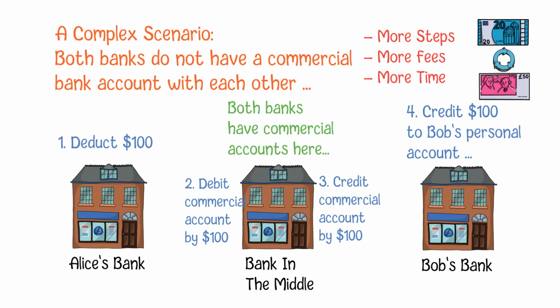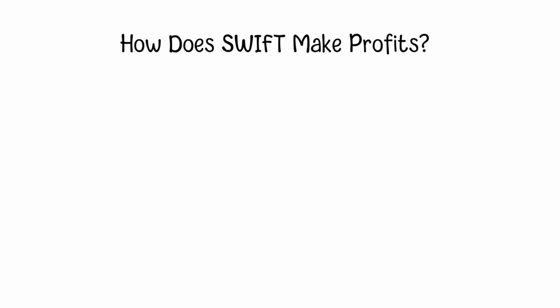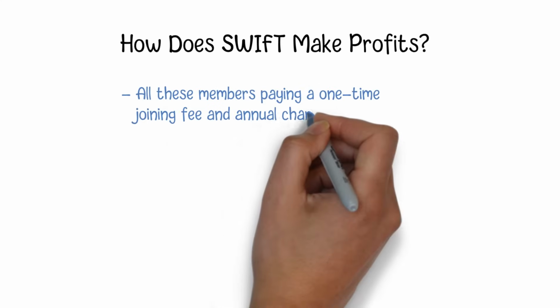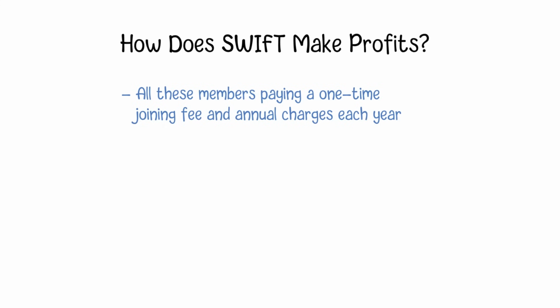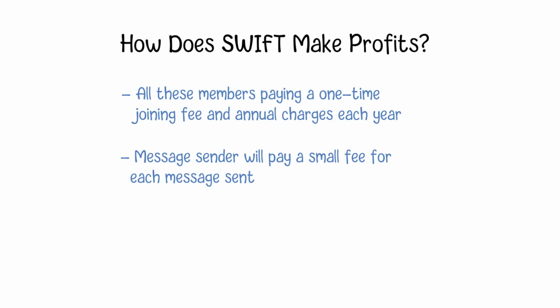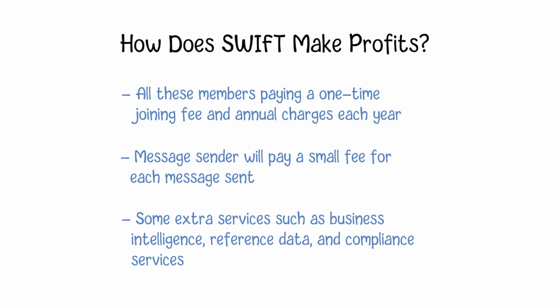Since SWIFT can be considered a social network which is owned by its members, a fixed income of SWIFT comes from all these members paying a one-time joining fee and annual charges each year. Also, for each message sent in the SWIFT network, the sender will pay a small fee. Usually different financial organizations will be in different charge tiers based on the volume of messages they send in a year. Also, some extra services provided by SWIFT, such as business intelligence, reference data, and compliance services, can also provide revenue for this network.